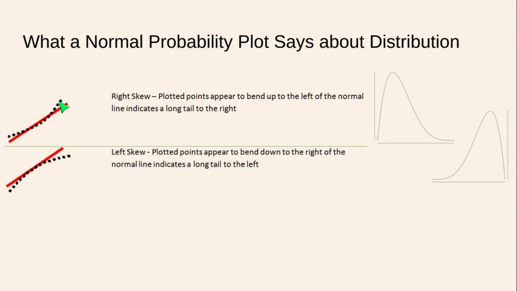By contrast, left skew, the plotted points appear to bend down to the right of the normal line, indicating a long tail to the left. So if I have a left skew curve like this one, most of the data are going to be on the right. So our probability plot is going to look like this. Here's the normal line. We start below, we inch up to around that normal line, and we may cross it around here, and then we start drifting to the right. And again, I'll let you think about why that is true.